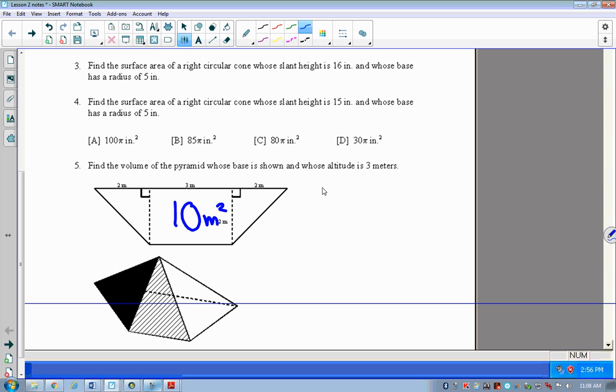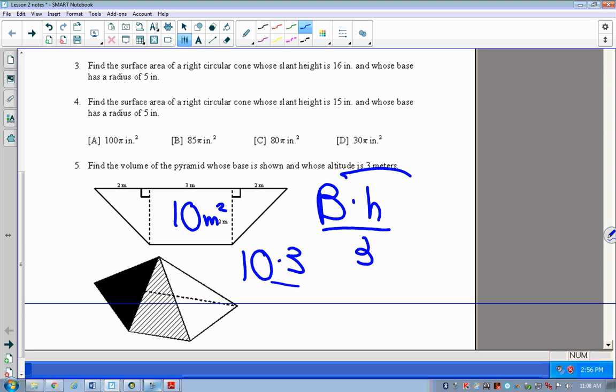All right, so area of the base polygon, base times height divided by 3. All right, what's the height? 3. Look, altitude is 3. Okay, so they tell me it's 3. So I've got 10 times 3 divided by 3. Well, what's 10 times 3? 30. 30 divided by 3? 10. 3's cancel out. I get 10 meters cubed. Okay, that one was really, really easy, right? Okay, for the most part.